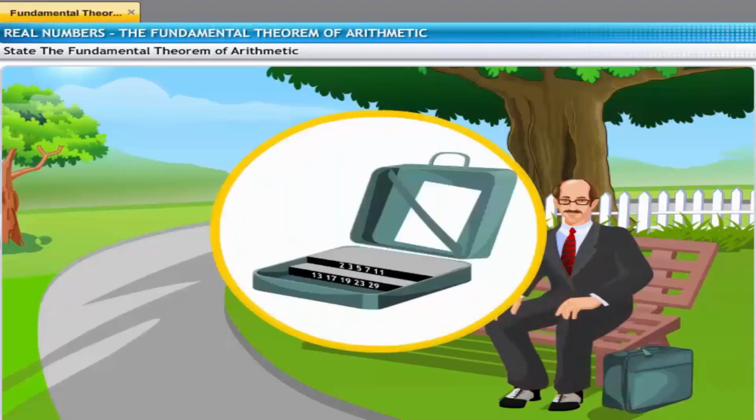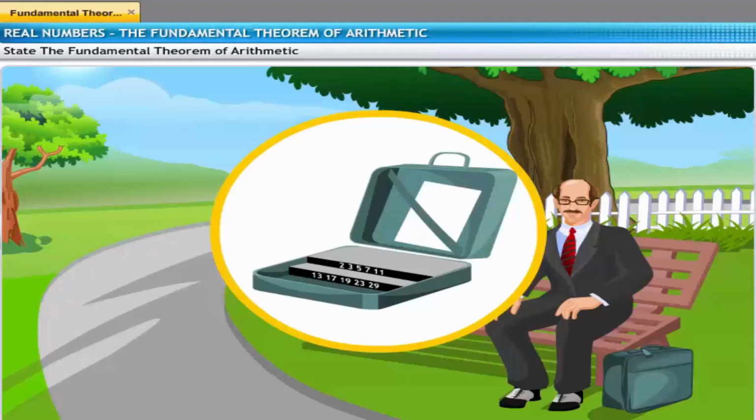Oh, so Mr. Number Maker's tools are just a set of numbers. But these numbers are special. Observe carefully. What kind of numbers are these? All these are prime numbers. In fact, Mr. Number Maker has an infinite collection of all the prime numbers in his magical suitcase.